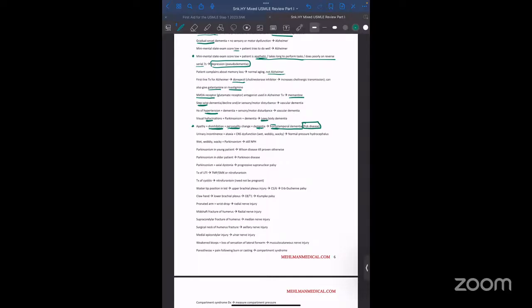Next is urinary incontinence plus ataxia plus CNS dysfunction, wet, wacky, wobbly, normal pressure hydrocephalus. Wet, wobbly, wacky plus Parkinsonism is still NPH. Parkinsonism in a young patient, Wilson's disease, till proven otherwise.